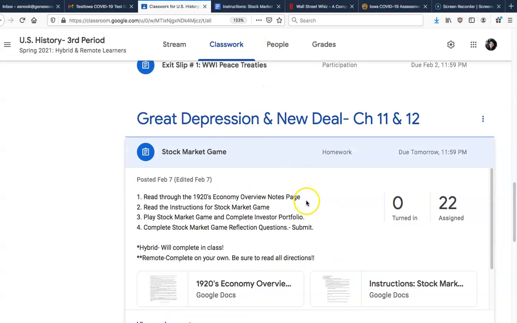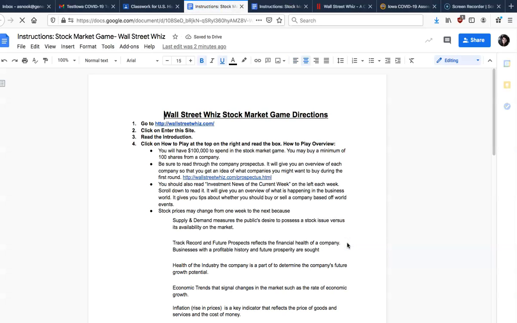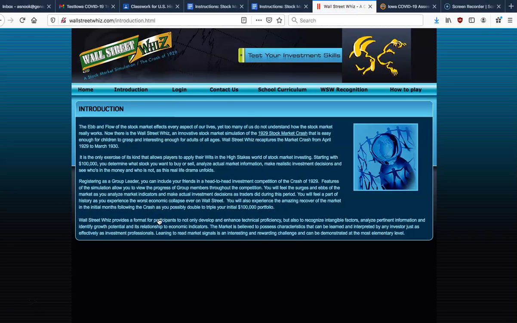You're also going to want to read these full directions. They look lengthy because it takes a while to actually get in the game. So you're going to click on the link here for Wall Street Wiz, and it's going to take you to this website. You're going to click on Enter the Site. You can read through the introduction. It gives you an overview that you're playing a stock market game to understand that after World War I, the economy was falling apart, and then it starts to boom.